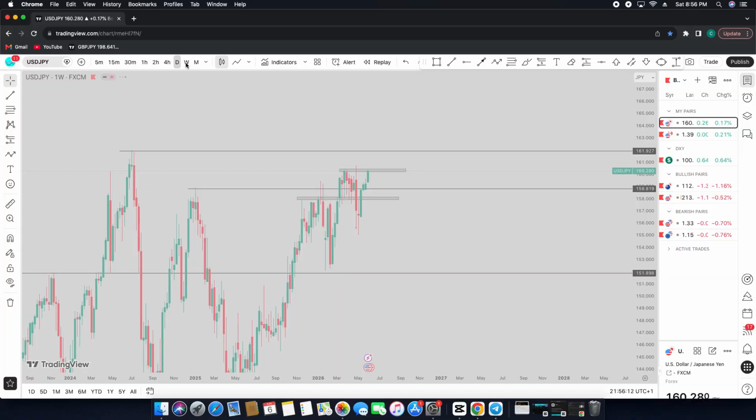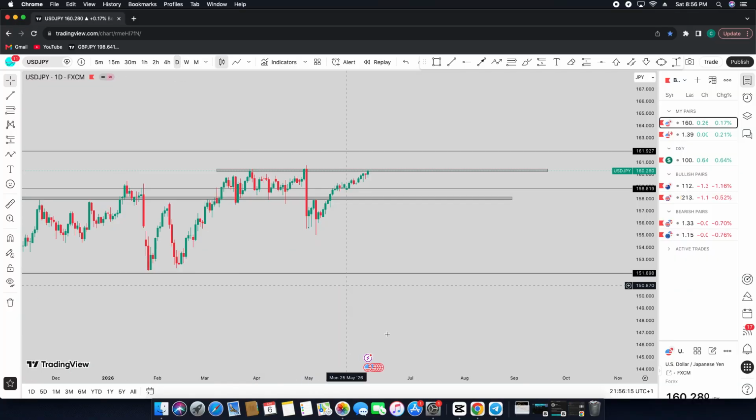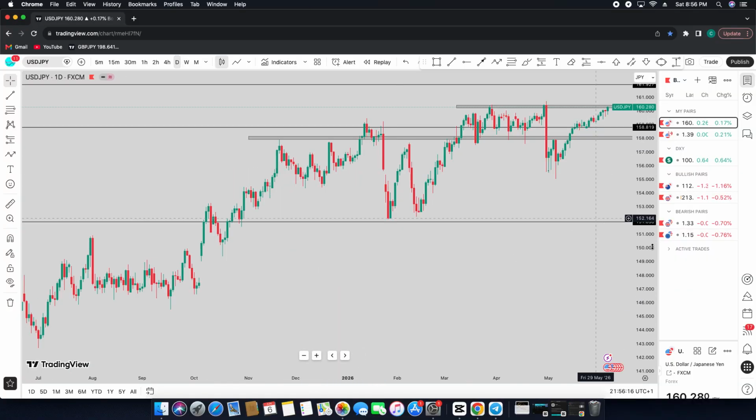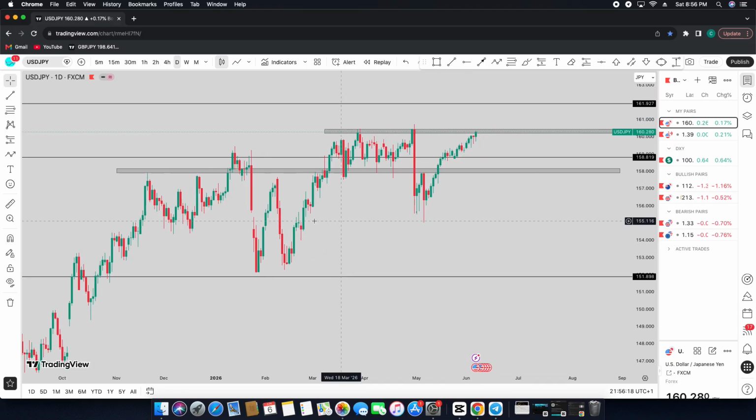If you go to the daily time frame, you see how sketchy it is. It's not a clean market. This is not a clean market structure. This is not the type of trade I would want to involve myself with. If I had wanted to take this trade, I would have taken a buy from here, but because I like to take the cleanest of the market structure, I would not be interested in trading USD JPY.